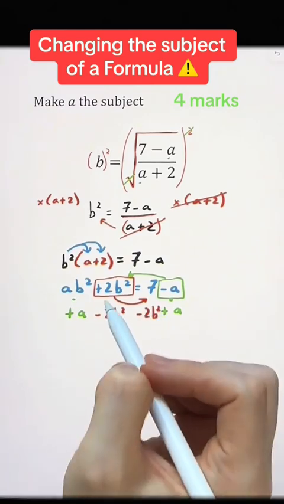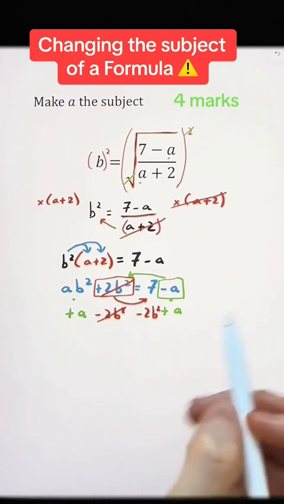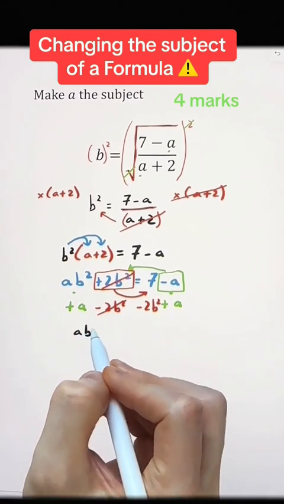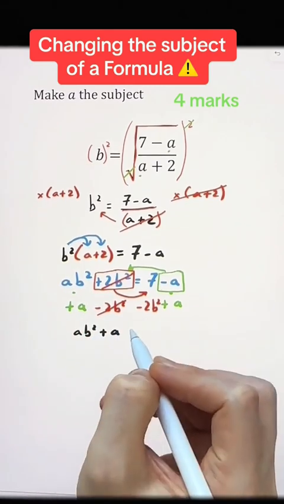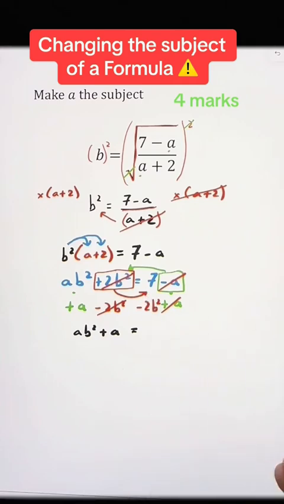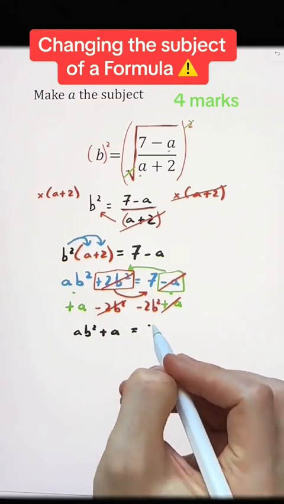On the left-hand side, I know that 2b squared subtract 2b squared will cancel, and that will leave me with ab squared plus single a. And on the right-hand side, I know that negative a plus a will cancel, and that will leave me with 7 minus 2b squared.